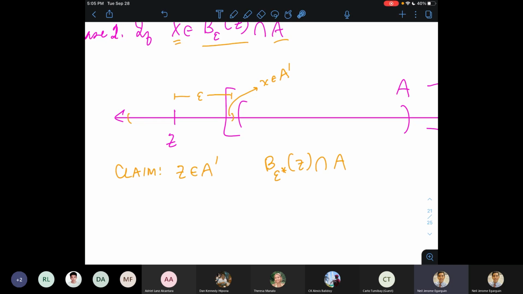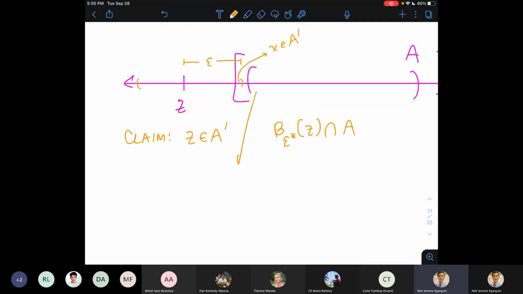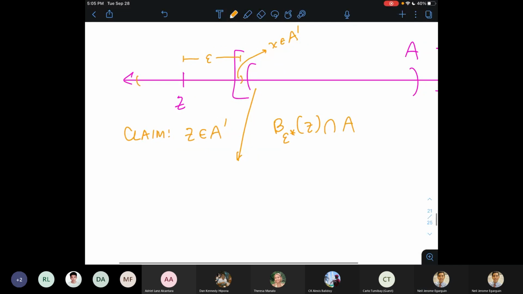Here we can take advantage of the statement that X is an element of A prime. That means that for every epsilon, maybe we can call it epsilon tilde, I ran out of symbols, for every epsilon tilde greater than 0, there exists an x tilde that is an element of this set.